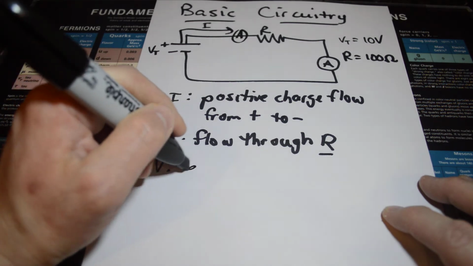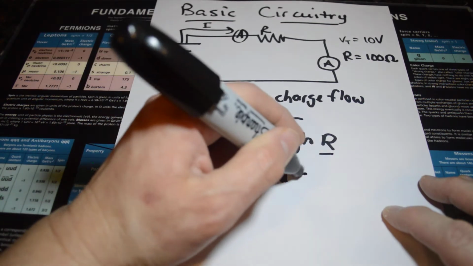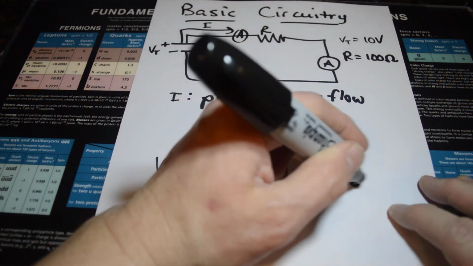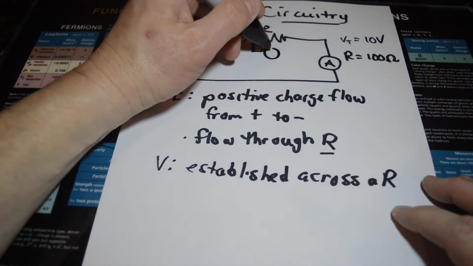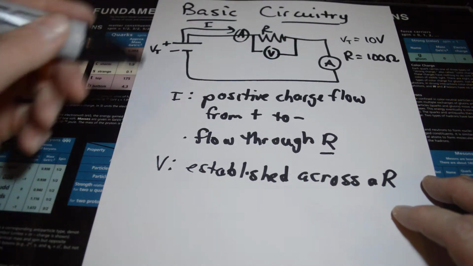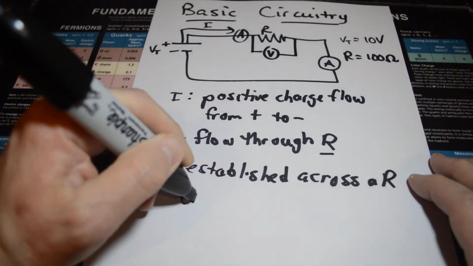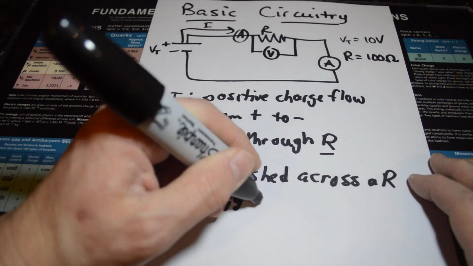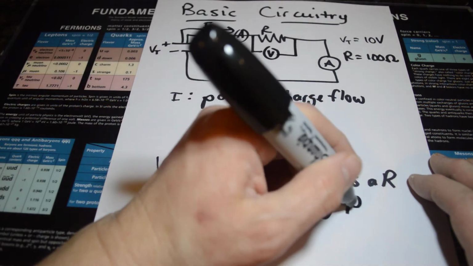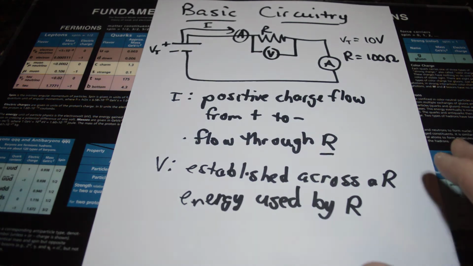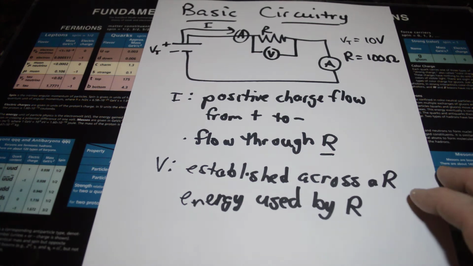Voltage is said to be established across a resistor. Well, what does that mean? Well, that means that if you put a voltmeter, you would place that voltmeter right there. That would measure the voltage or the energy used by that resistor. So it's a measure of how much energy that resistor used. But you have to place it in that position to measure that. Okay?